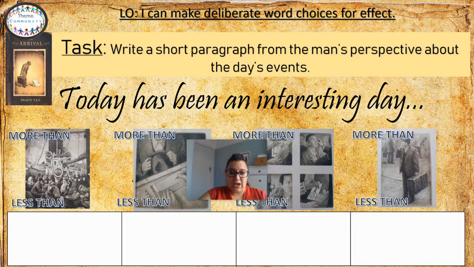So in today's task, we're going to take those words that we've generated and those sentences, and we're going to bring them all together. We're going to bring them together to write a short paragraph from the man's perspective about the day's events. Here's how mine looks.